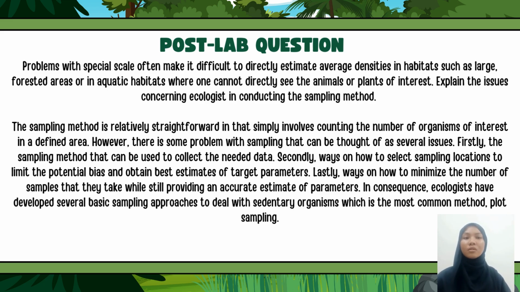Firstly, the sample method that can be used to collect the needed data. Secondly, ways on how to select sampling locations to limit the potential bias and obtain unbiased estimates of target parameters. And lastly, ways on how to minimize the number of samples that they take while still providing an accurate estimate of parameters. So in consequence, ecologists have developed several basic sampling approaches to deal with sedentary organisms, the most common method of which is quadrat sampling.